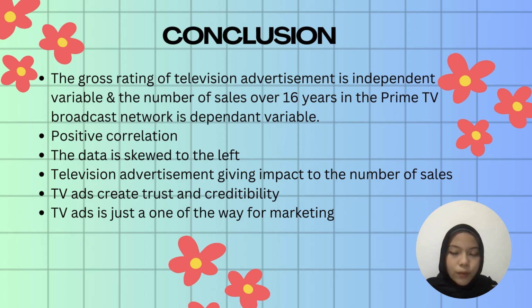Now, we move to correlation and regression that we determined using the scatter plot graph. It showed that the rating of television advertisement and the number of sales over 16 years in the Prime TV broadcast network have a positive correlation. Not only that, the data also represent that the data is skewed to the left.